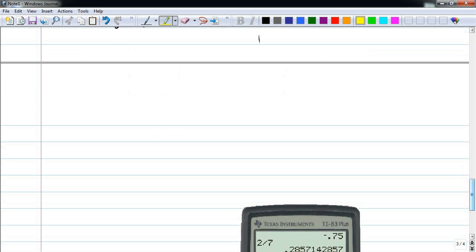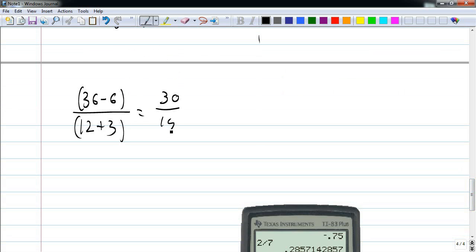Another example is something like 36 minus 6 over 12 plus 3. To work this fraction out, I need to subtract in my numerator and add in my denominator first. And then I can work out the fraction.